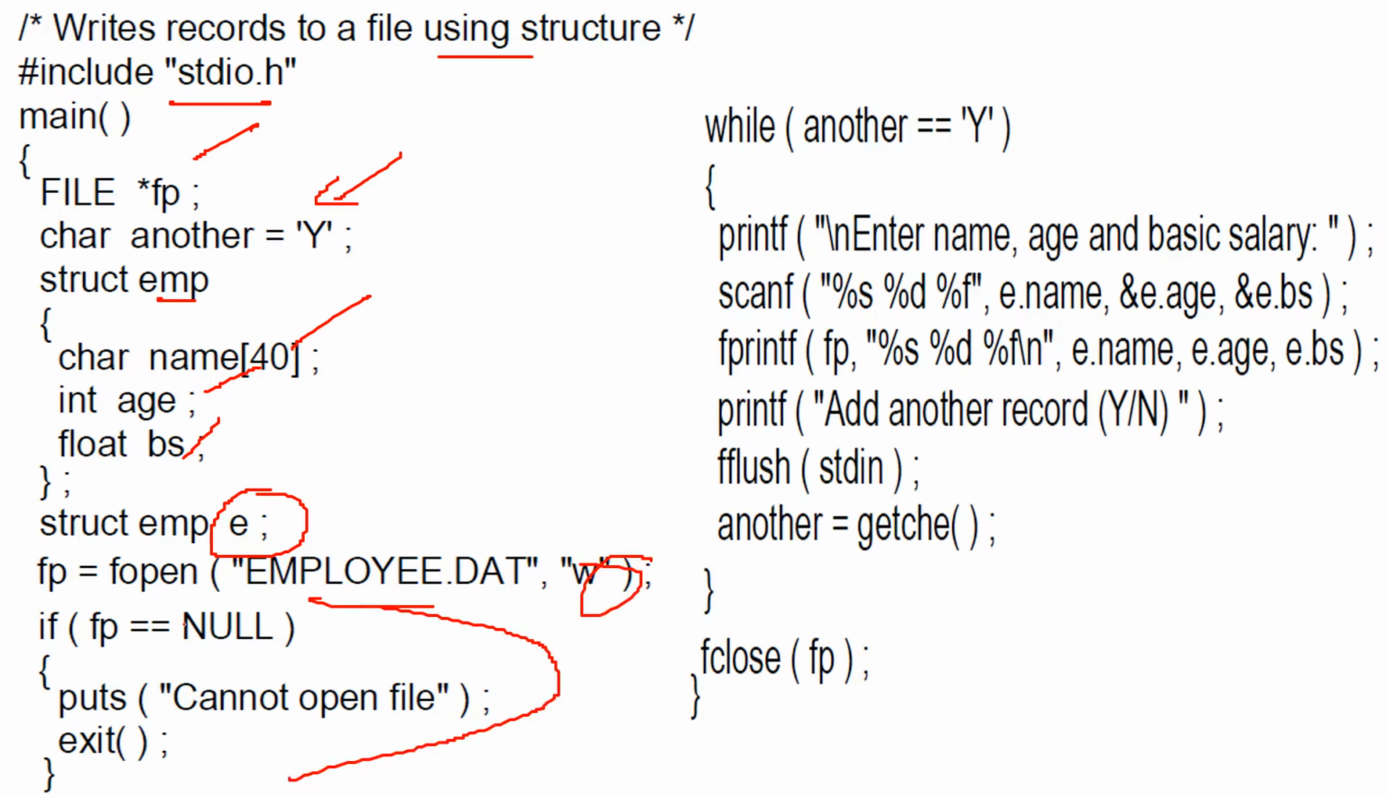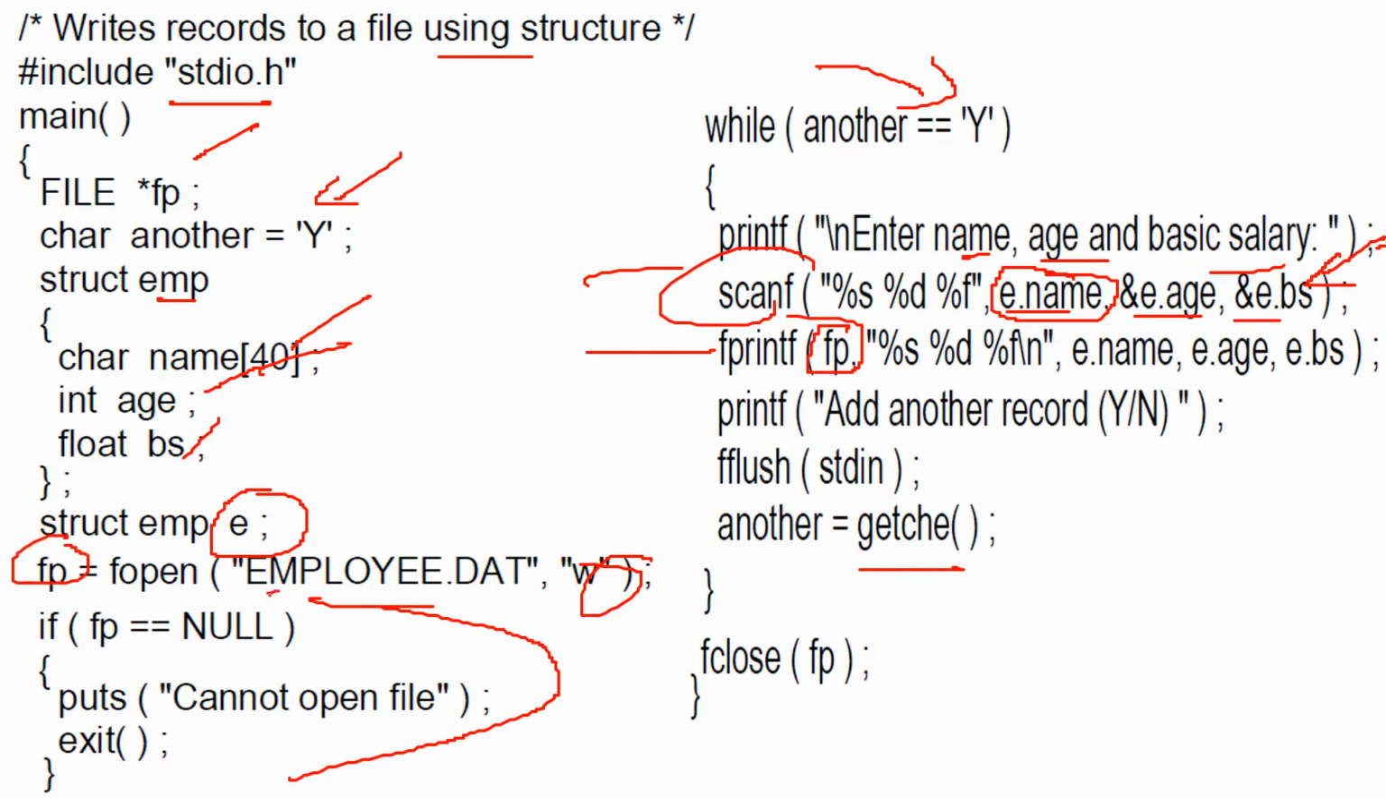Now if everything goes fine, we say while another equal to y, which means we will take a character from the user, and till the time he says yes, we will run this loop again and again, till the time he comes up with a character other than y. So here we printf enter name, age, basic salary, and we scanf it into e.name, &e.age and &e.bs. Why have we not used ampersand here? Because this is a character array by itself. Now we use fprintf to put the values which we have got from scanf to fp, that is the file pointer.